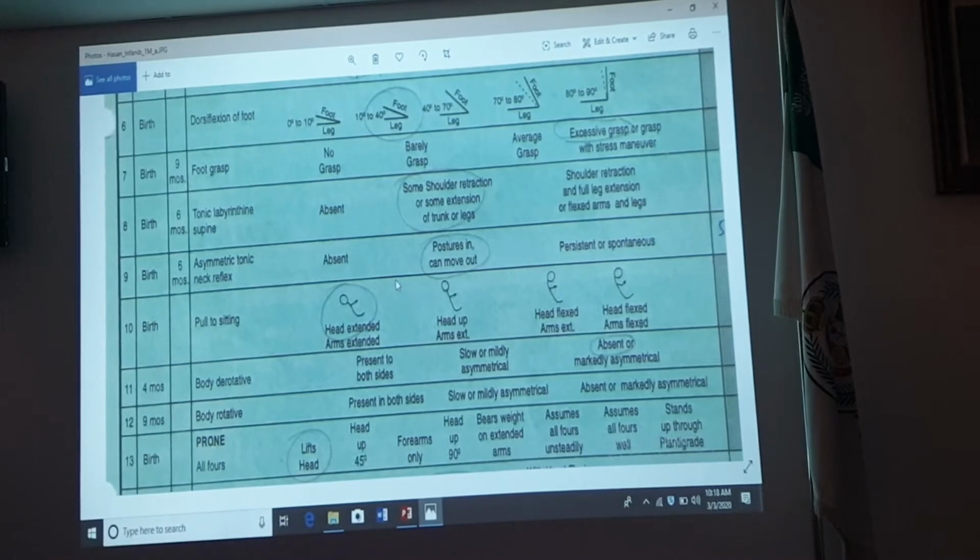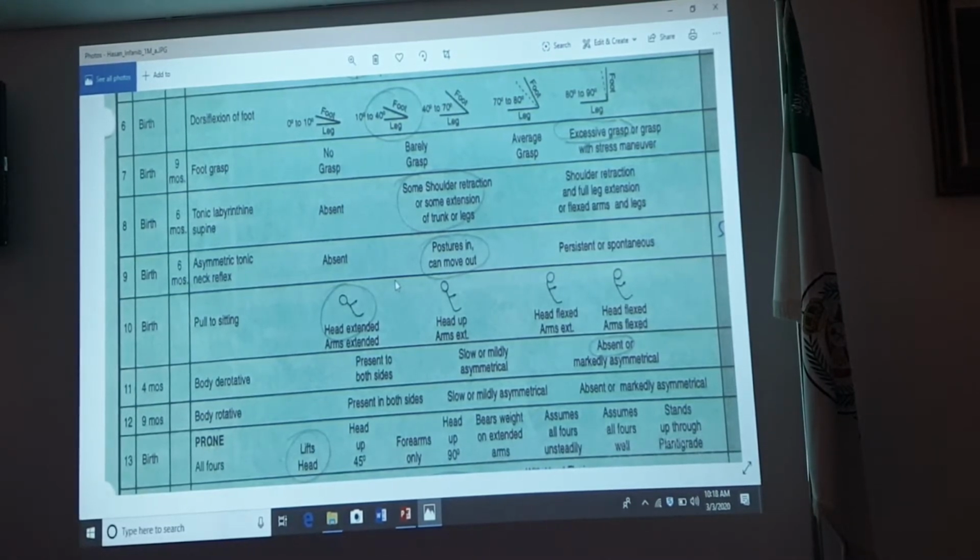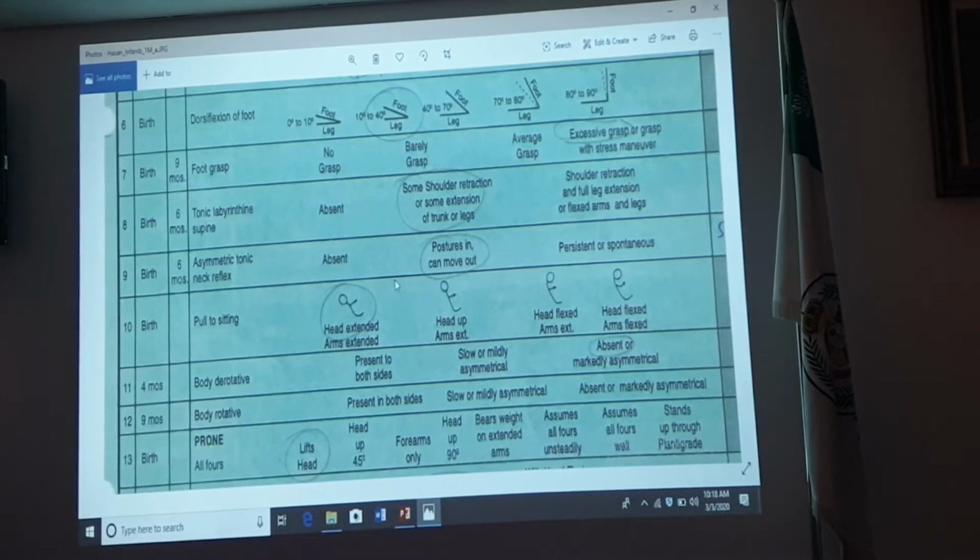So if a child is able to roll over, derotation will be present, rotation also will be present. ATNR will be absent, TLR will be absent. So you will be lucky if you don't have to test this. But if you have to test this, you are really unlucky because that is where the judgmental question will come. How do you judge? Is that clear? Okay. The next one, prone.